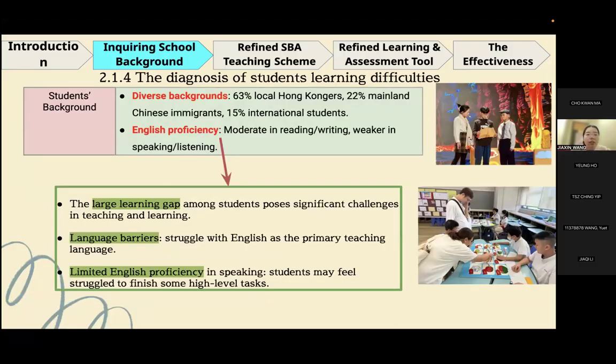And here, from the students' background, we can see some diagnosis of students' learning difficulties. Because of the diverse background, students may have large learning gaps, which pose significant challenges in teaching and learning. And students may also have language barriers, like struggling with English as the primary teaching language. Students' limited English proficiency in speaking may make them struggle to finish some high-level texts.